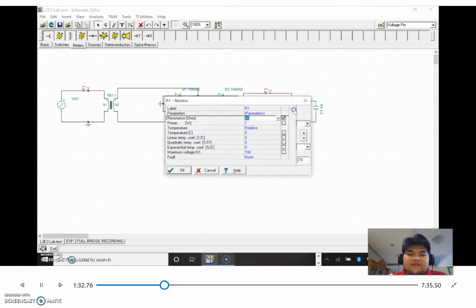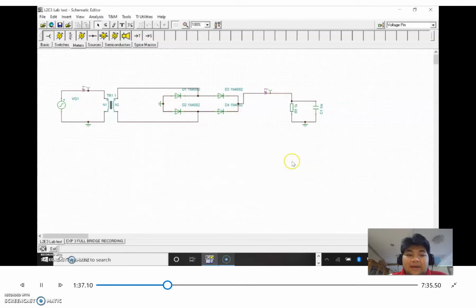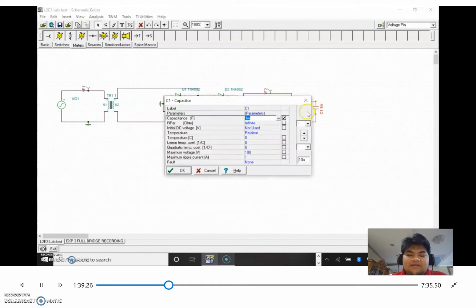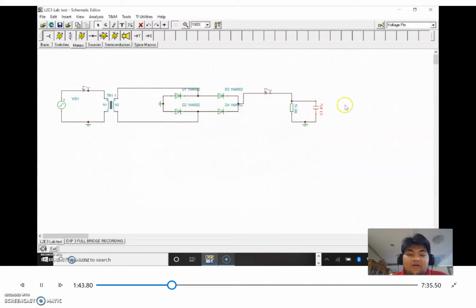And for the resistor value we will be using 1K because the end of my matrix number, KIB100430, is 0, so we'll be using 1K instead. And for our capacitor, we will start with 47 microfarads. Now we will observe the waveform.